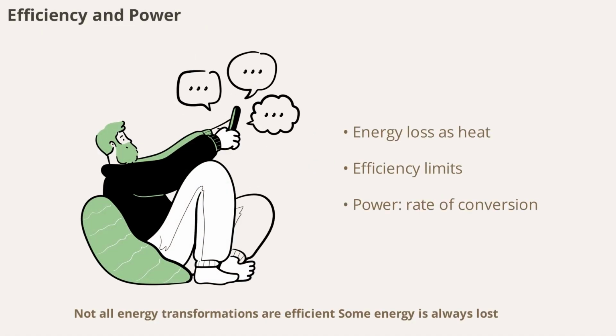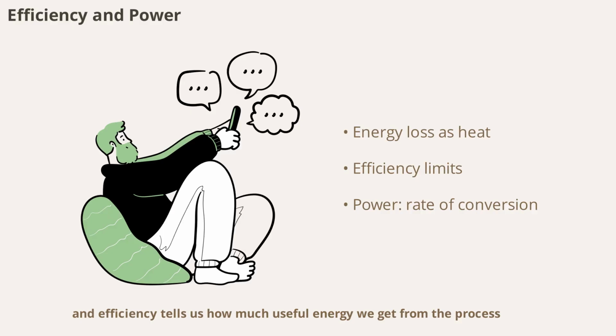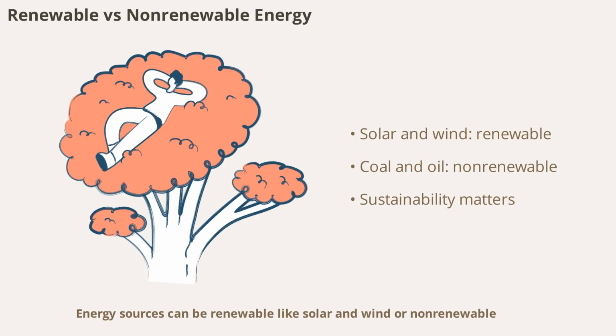Not all energy transformations are efficient. Some energy is always lost, usually as heat. Power plants, engines, and even our bodies have limits to how efficiently they convert energy. Power measures how quickly this conversion happens, and efficiency tells us how much useful energy we get from the process. Energy sources can be renewable, like solar and wind, or non-renewable, like coal and oil. Renewable sources are replenished naturally and are more sustainable, while non-renewable sources can run out and often cause pollution.